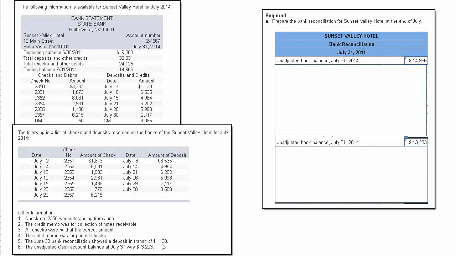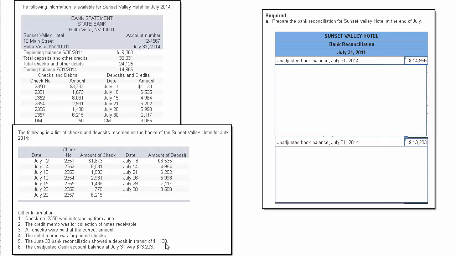And the June 30th bank reconciliation showed a deposit in transit of $1,130. So that's from the month before. And the unadjusted cash balance at July 31st, the cash account balance, was $13,203.